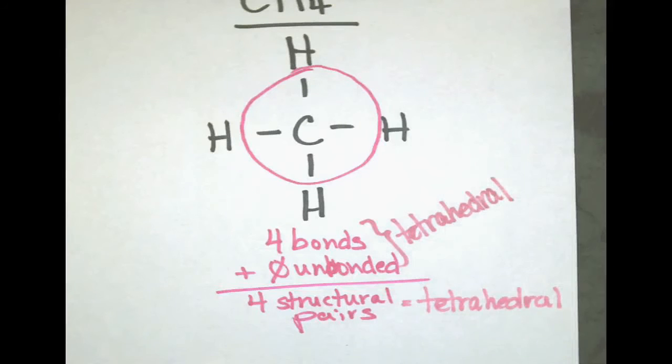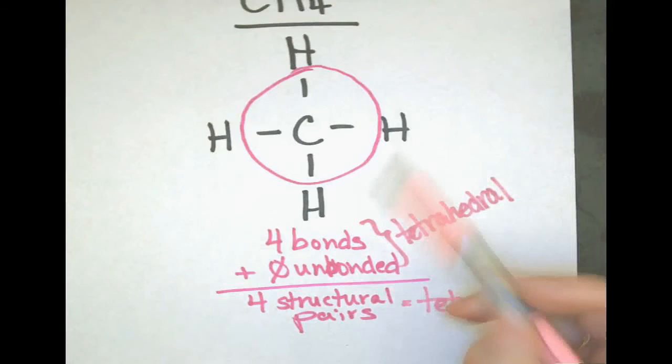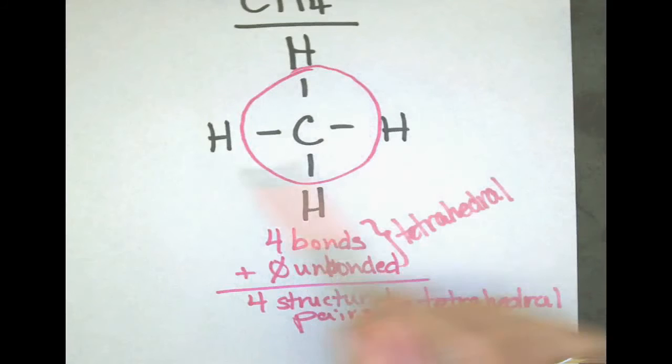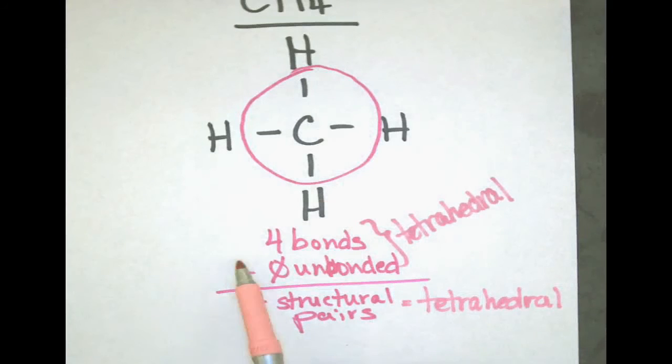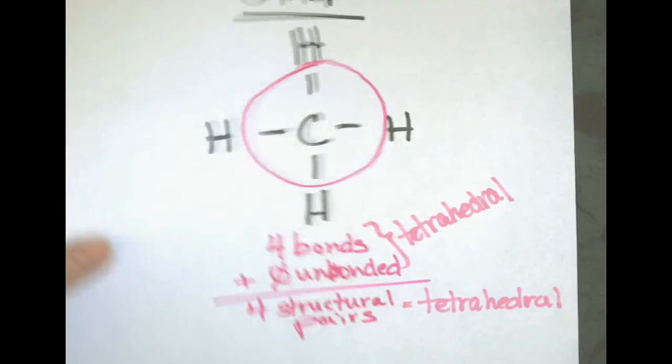When I ask you to write out work for me, I suggest that you draw your Lewis structure, circle your central atom. Then list the bonds, the unbonded, give me your total of structural pairs, and then what each of those geometries work toward.